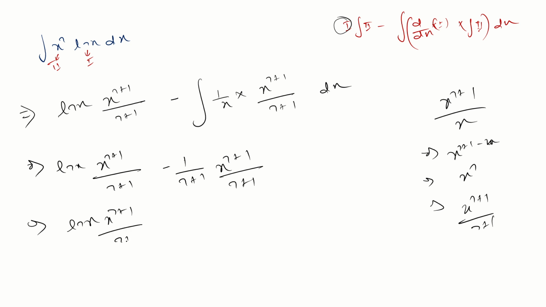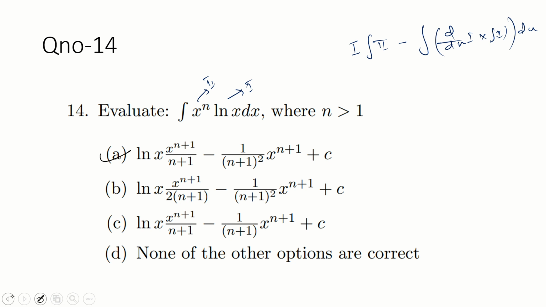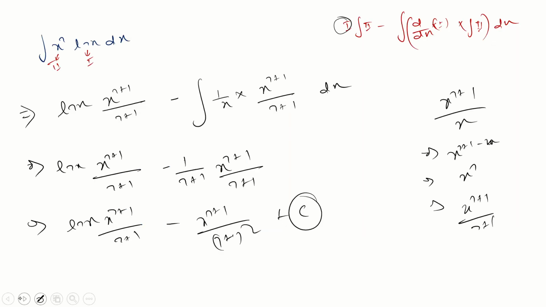x^(n+1) divided by n+1 minus x^(n+1) divided by (n+1) square. And this is the indefinite integration, so the constant should be added. So option A should be the correct option. Okay, so 14 would be the correct option. Okay, so let's move to the next question, guys.